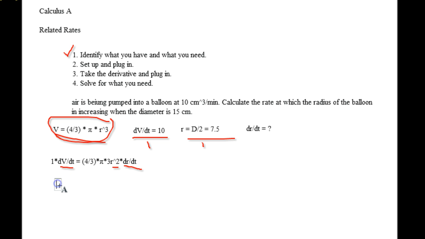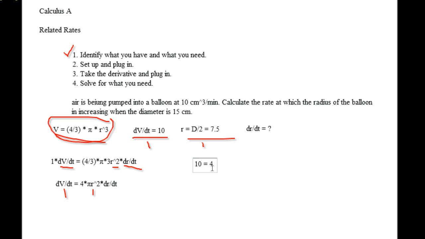Now I just simplify a little bit to make your job a lot easier. dV over dt equals 4, the 3's cancel out, the 3's simplify to 1, 4 times pi times r squared times dr over dt. Okay, so we have that all set up. Now what you're going to do is plug into here the 10, and plug into here the 7.5.